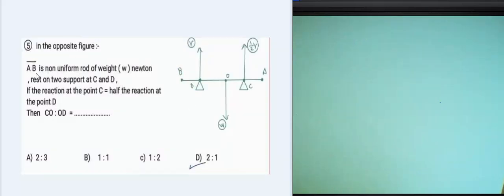Question 5: in the figure, EB is a non-uniform rod of weight W newtons, resting on two supports at C and D. If the reaction at the point C equals half the reaction at the point D, then the ratio between CO and OD equals what?